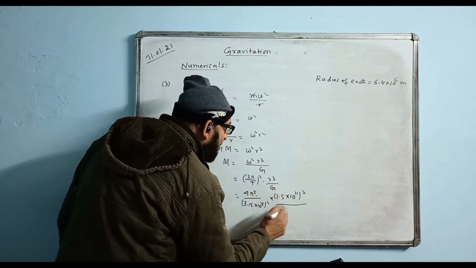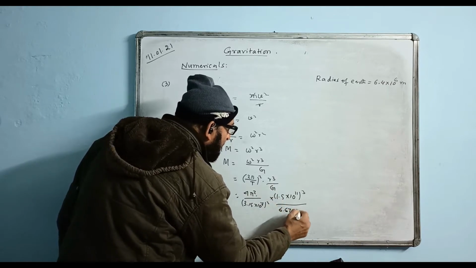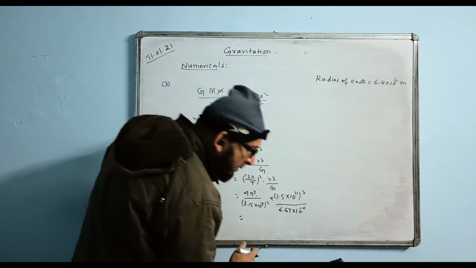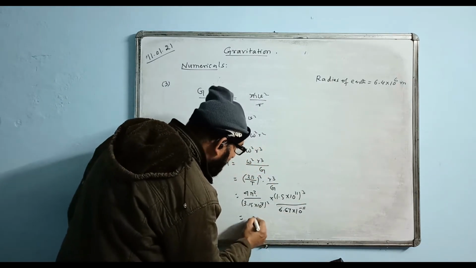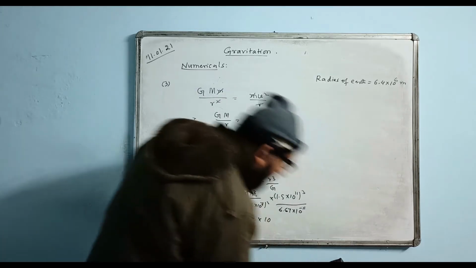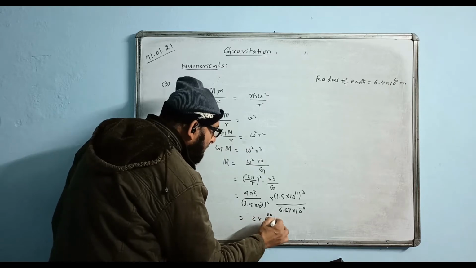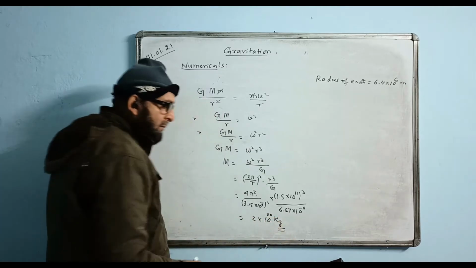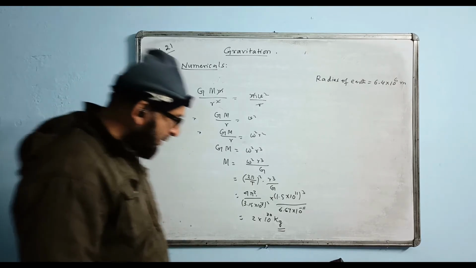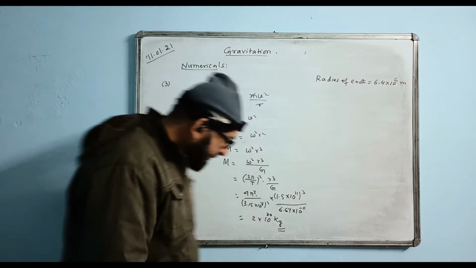Put the value of G, 6.67 into 10 to the power of minus 11. Calculate the entire answer using a calculator, and the answer will come 2 into 10 to the power of 30 kg. This is the mass of the sun. The estimated mass of the sun is 2 into 10 to the power of 30 kg. Hope this is done.